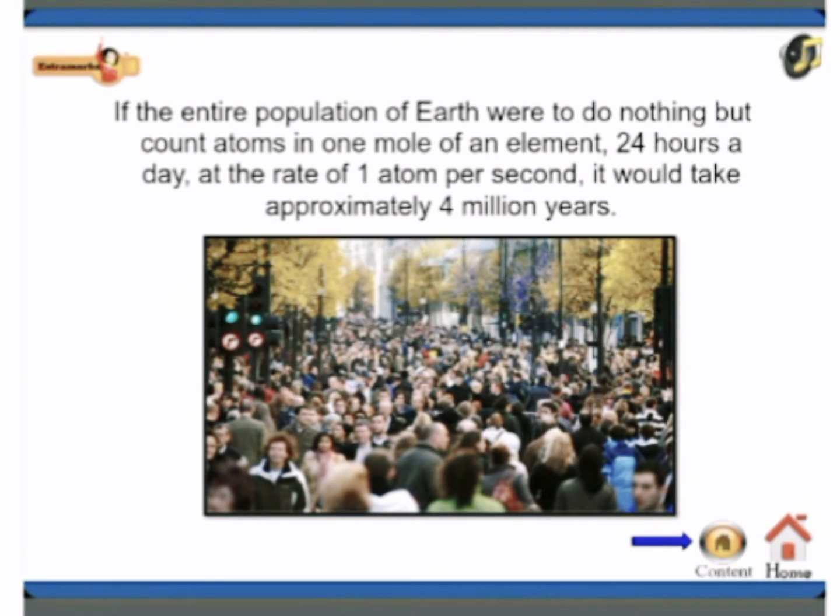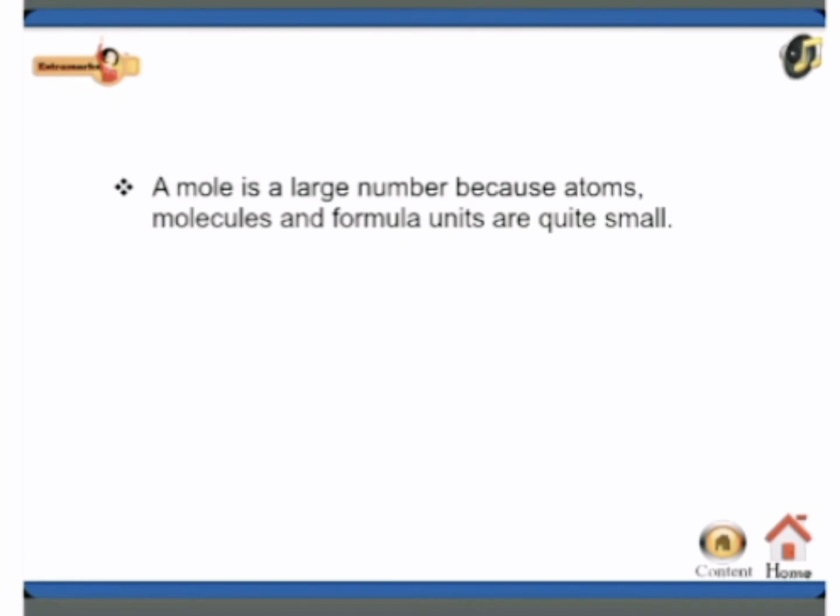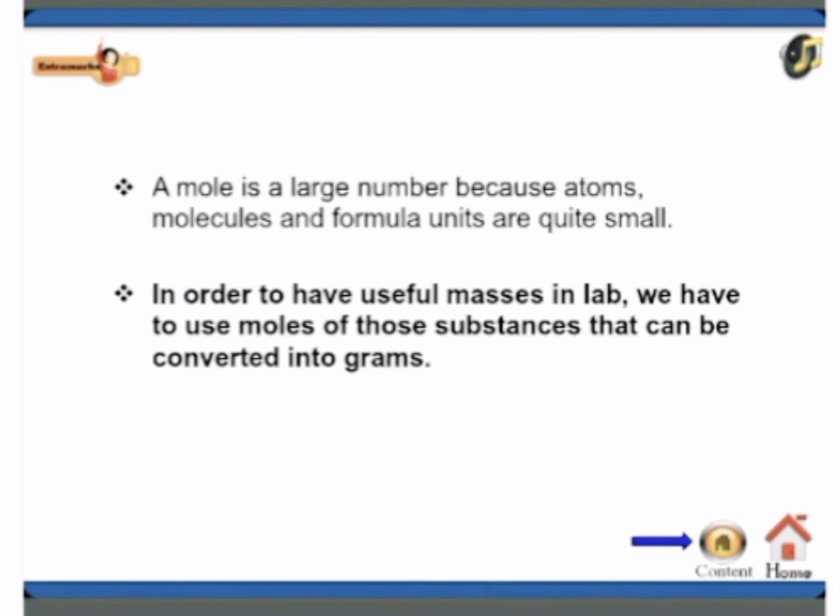If the entire population of the Earth were to do nothing but count atoms in 1 mole of an element 24 hours a day, it would take a very long time, yet there is just 1 mole of water molecules, that is 6.023 × 10^23. A mole is a large number because atoms, molecules, and formula units are quite small. In order to have useful masses in the lab, we have to use moles of those substances.